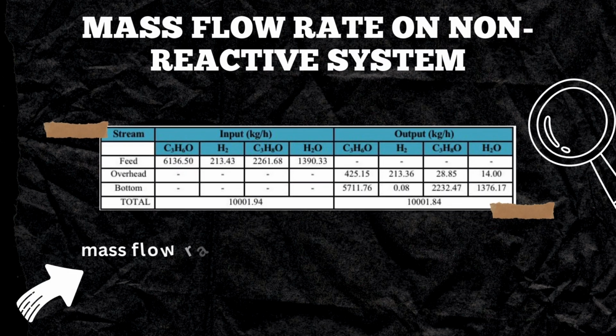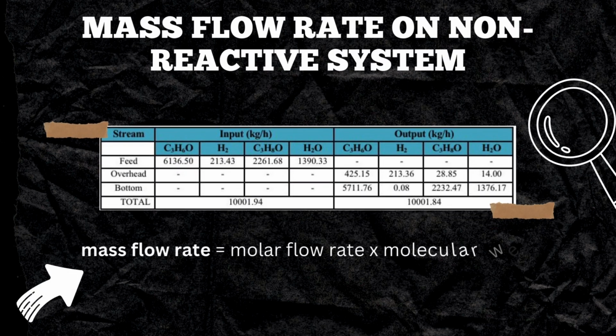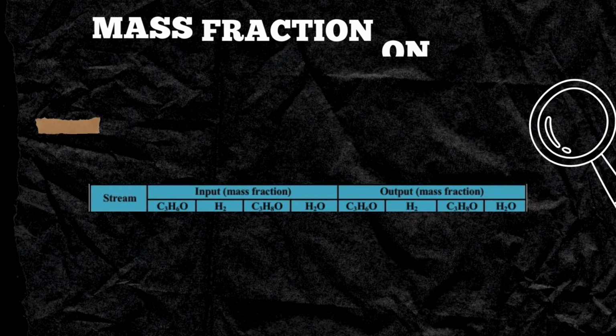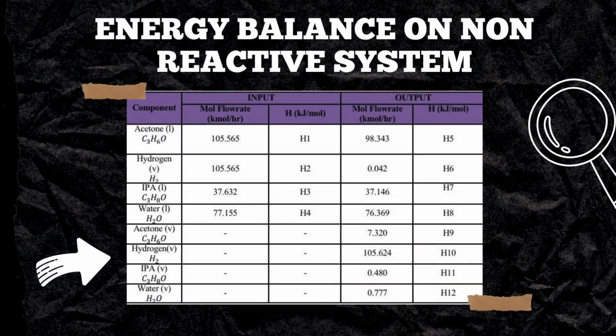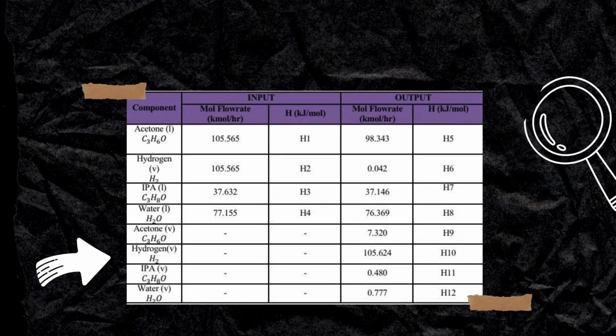To find the mass flow rate, it is equal to the molar flow rate times the molecular weight of each component given. So these are the tables for mass fraction on the non-reactive system. The formula is: mass composition is equal to the mass flow rate of the component divided by the total mass flow rate. So now I'm going to talk about the energy balance on the non-reactive system.